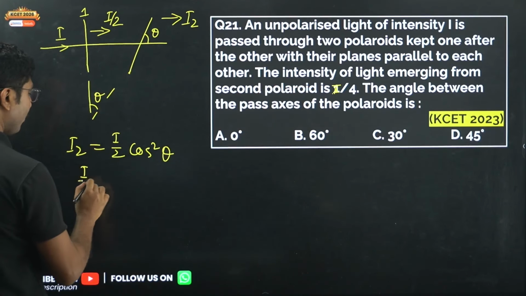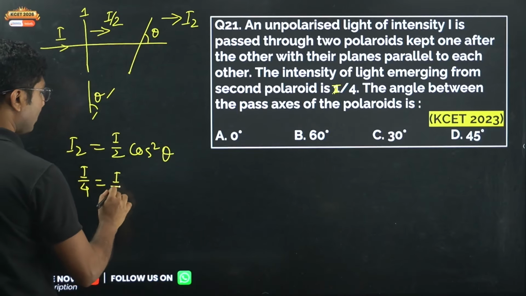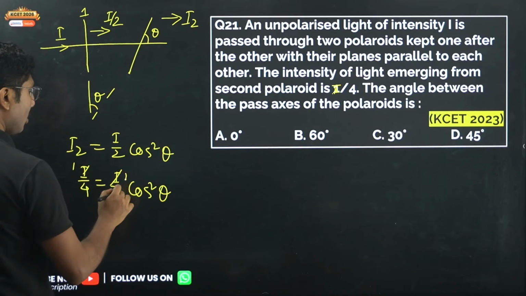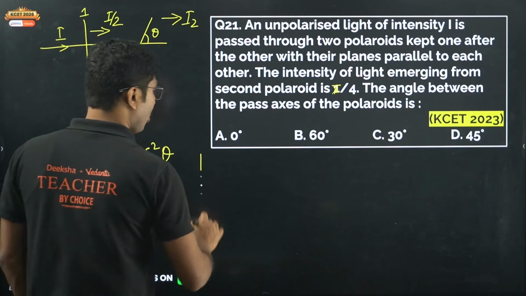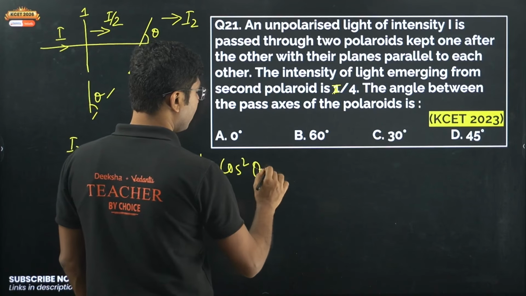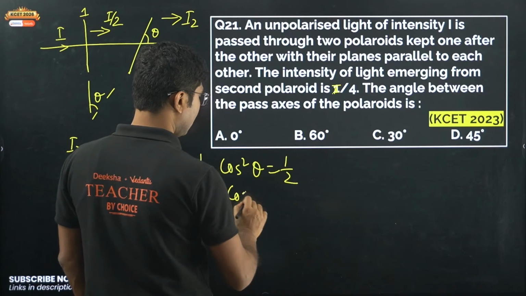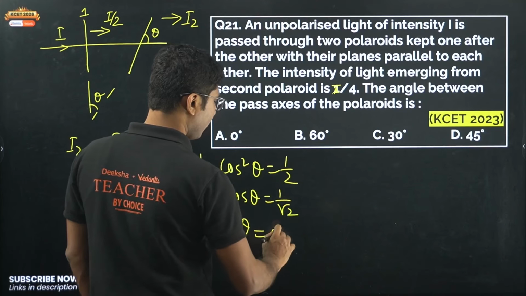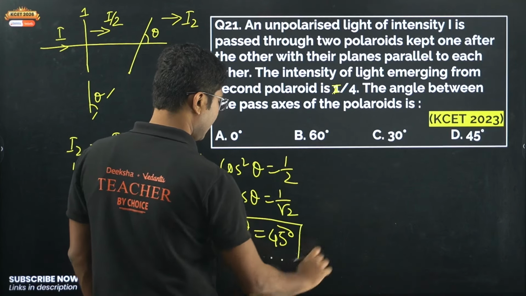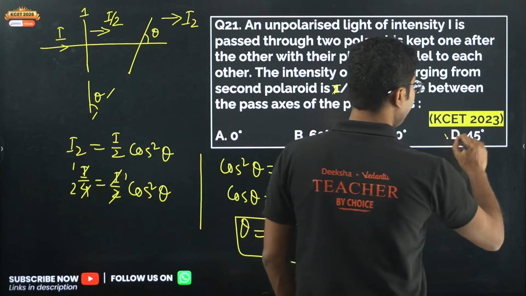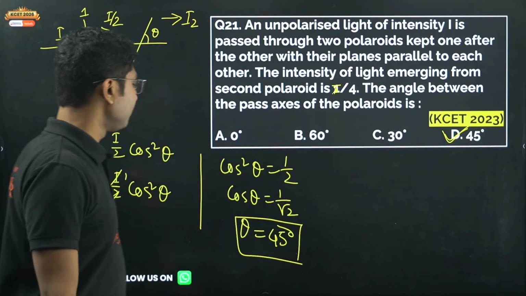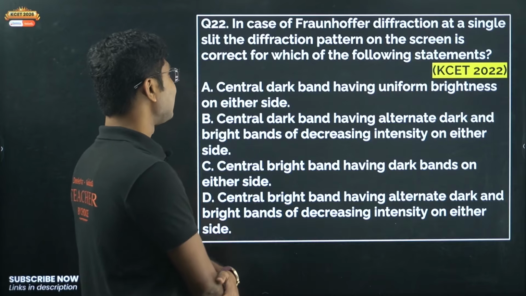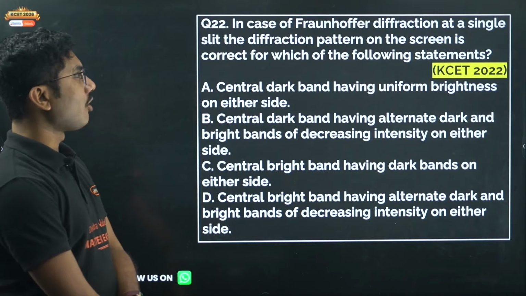So I by 4 equals I by 2 cos square theta. I cancels, 2 cancels, so we get cos square theta equals half, or cos theta equals 1 by root 2, that is theta equals 45 degrees. So the angle must be 45 degrees. Clear? Now next question. In case of Fraunhofer diffraction at a single slit, the diffraction pattern on the screen is correct for which of the following statements?